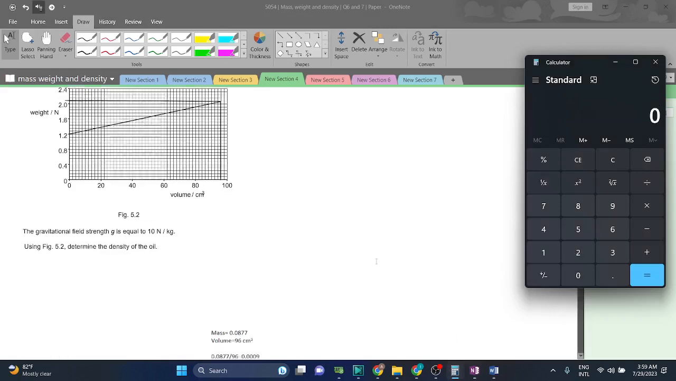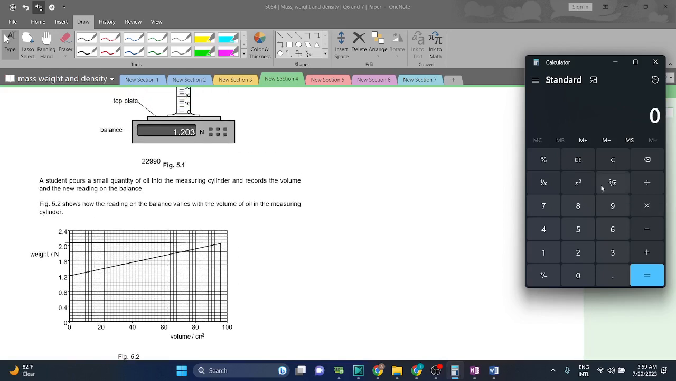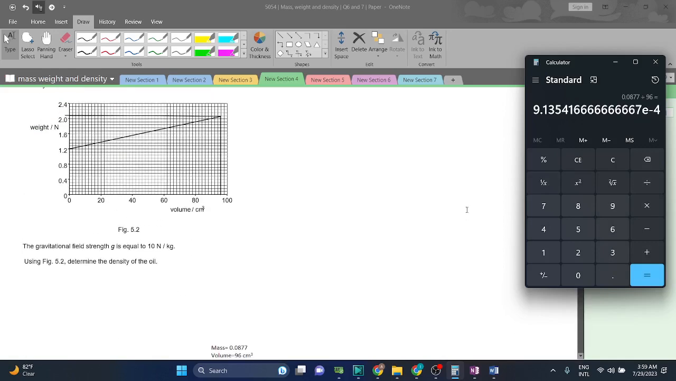Why isn't it correct? 2.08 minus 1.203, divided by 10, divided by 96 will give us... I don't know why it's not correct. Yeah, let's leave it at that.